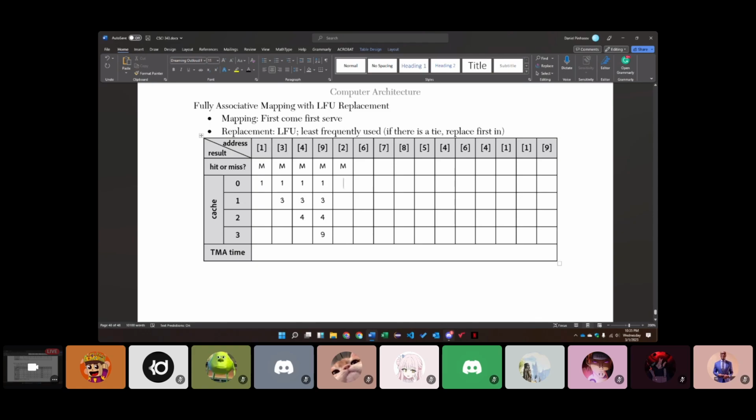In this case, 1 is used once, 3 is used once, 4 is used once, 9 is used once. So they're all used once. So we'll replace the one that came in first. We just use first in replacement.